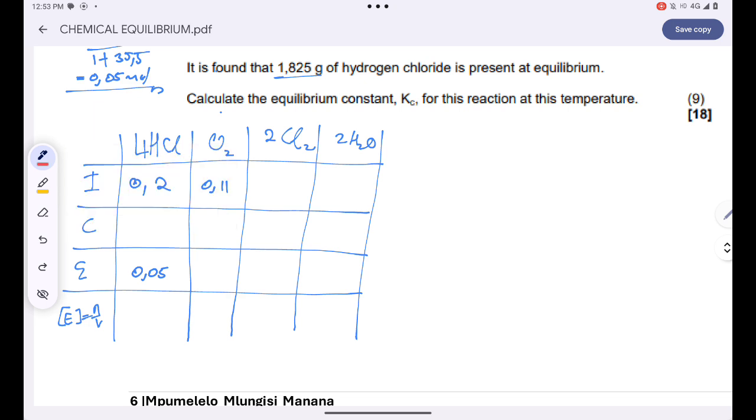That means I have used some of the moles of my hydrogen chloride. How much did I use? Initially, I had 0.2, but at equilibrium, I'm only left with 0.05, so I'll just find the difference between the two. The answer is 0.15. After finding the number of moles that I've used, I can simply find the number of moles of oxygen that I've used and the number of moles of chlorine that I've produced, as well as the number of moles of steam.